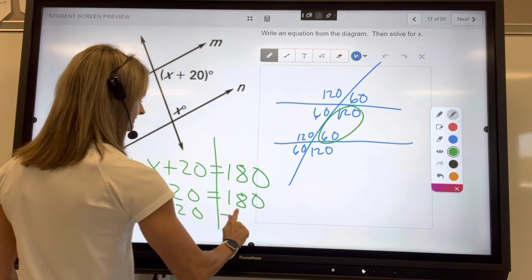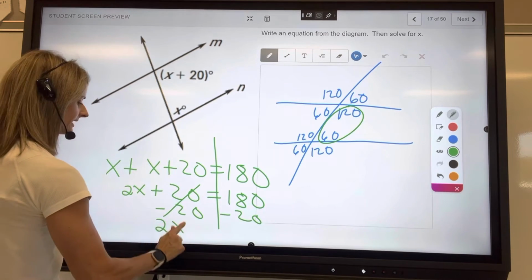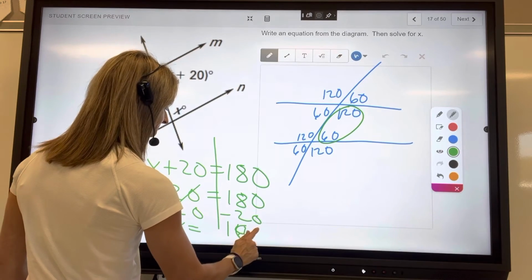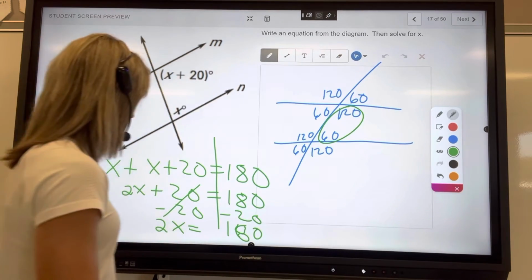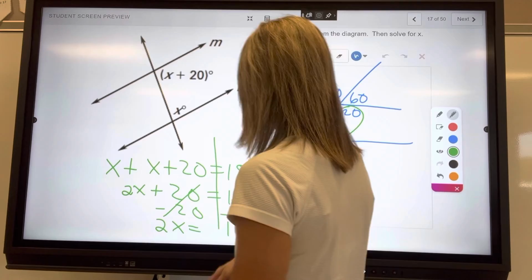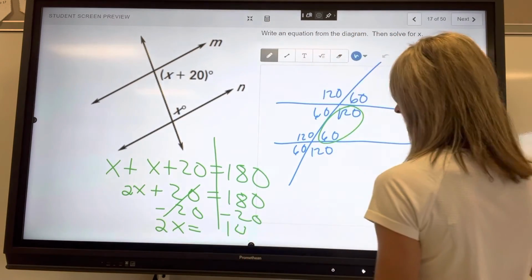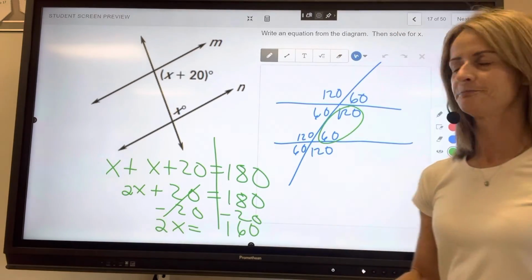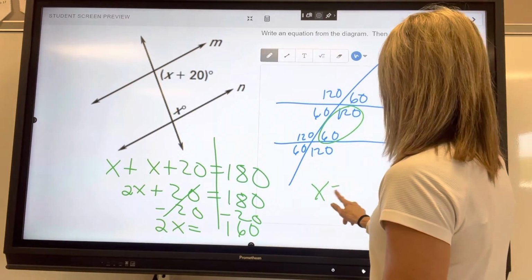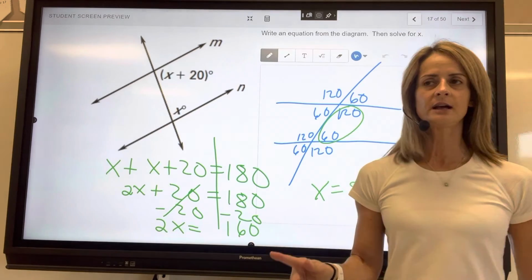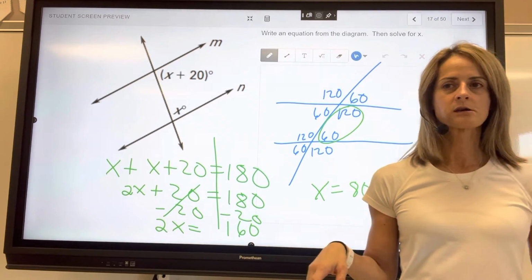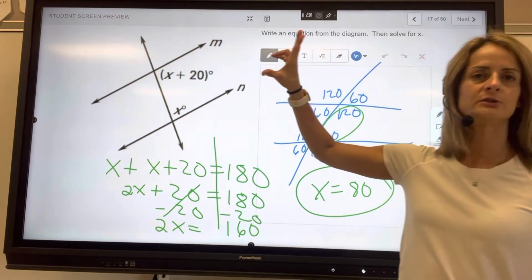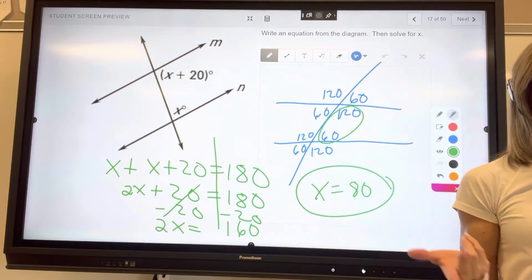Subtract 20 from both sides. 2x equals, what is that? 160. Is that right? And then divide both sides by 2. Oh my gosh, this is really messy. Divide both sides by 2, I ran out of room. I am getting x equals 80. Anyone else get x is 80? Just to check my work. Yeah, I got that. Okay, so the value of x that makes these two lines parallel is 80.